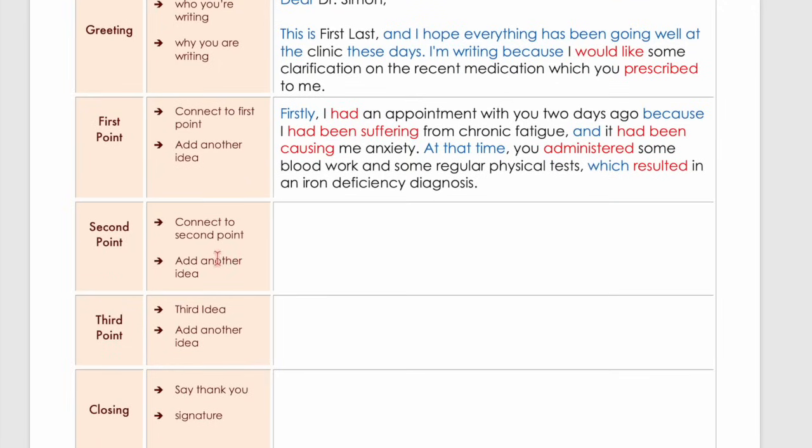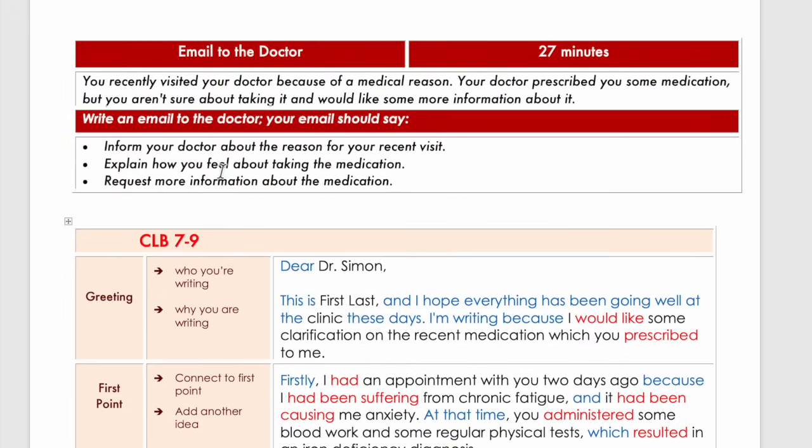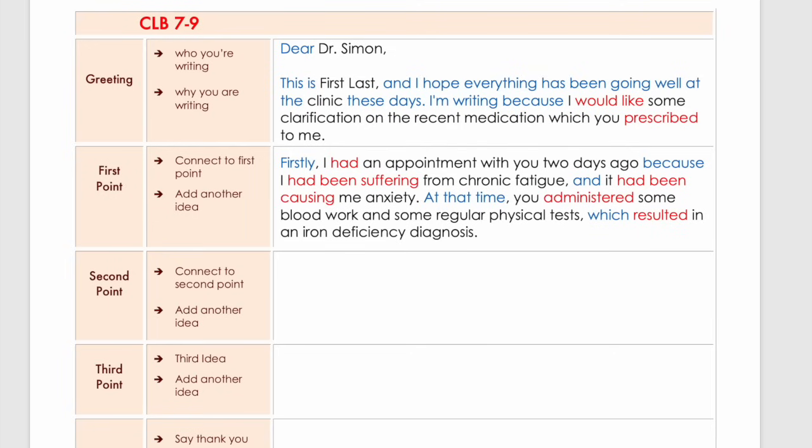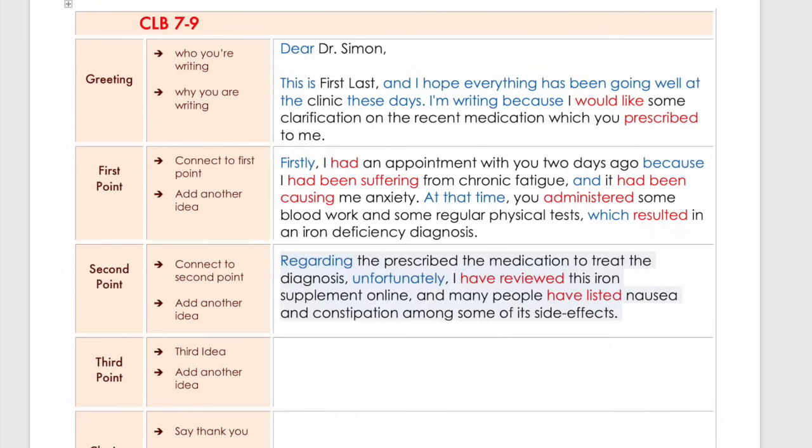And we're going to connect to the second point. What is it? Explain how you feel about taking the medication. Okay. So what about the medication? I took it, or I'm going to take it, or maybe I'm not sure about it. Okay, so let me write here. What am I going to write?